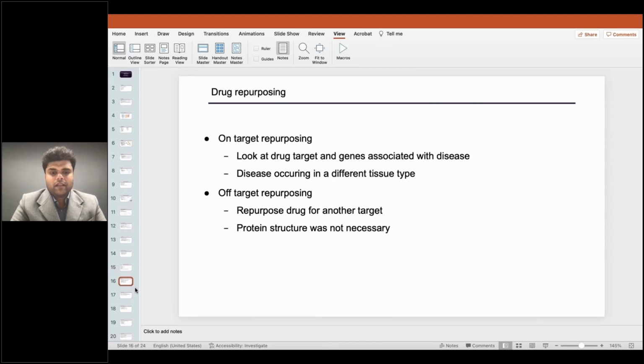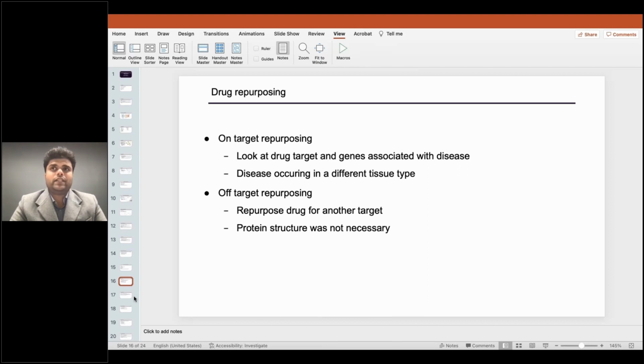One of the areas of interest for us is drug repurposing. There are different kinds of repurposing. One is on-target repurposing, where we look at the drug target and genes associated with a particular disease. We call it on-target because we are still targeting the same drug target as has been previously published, but we would ideally be looking at it in a different context. For example, we'll be looking at targeting a different tissue type. The other one is off-target repurposing, where the drug is now targeting a totally different protein, for example, and that is of really good interest.